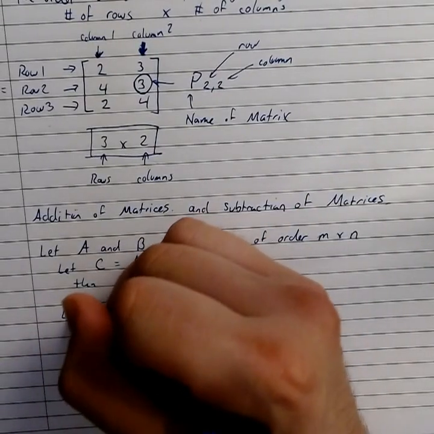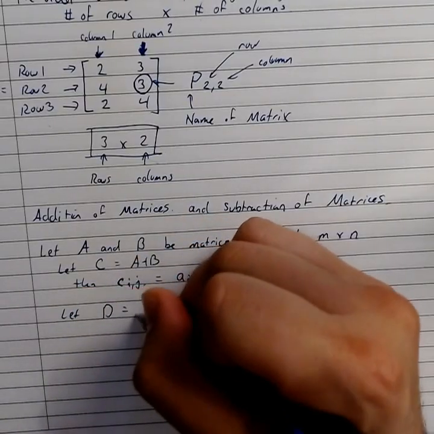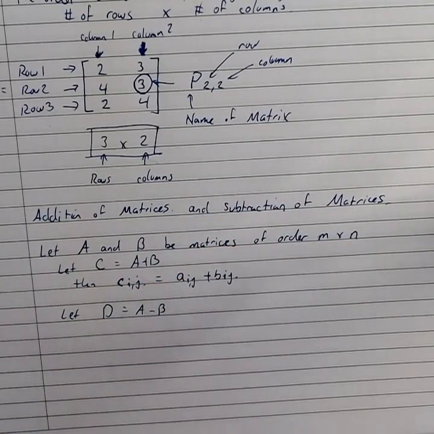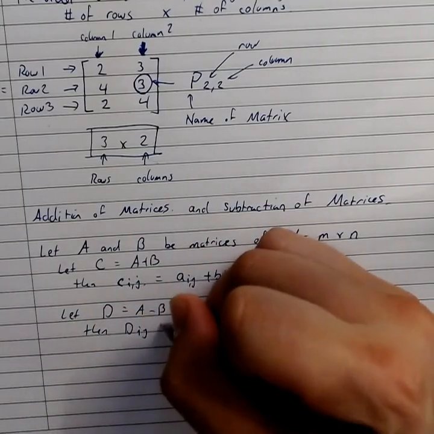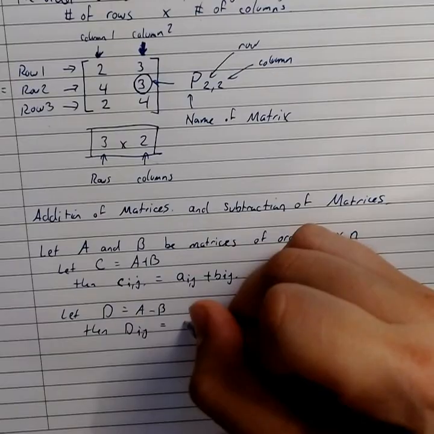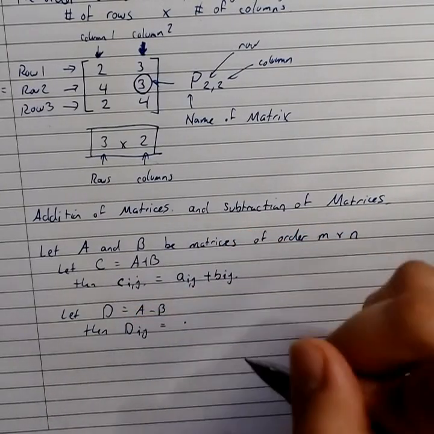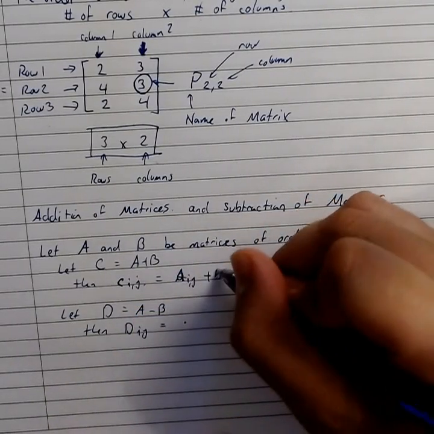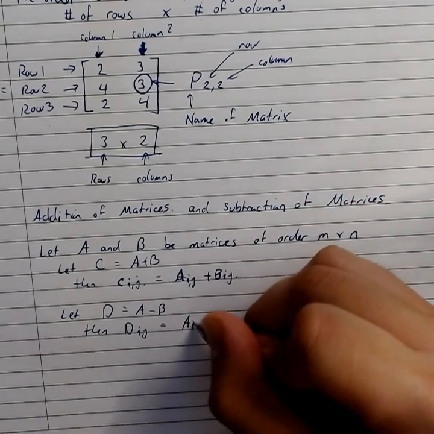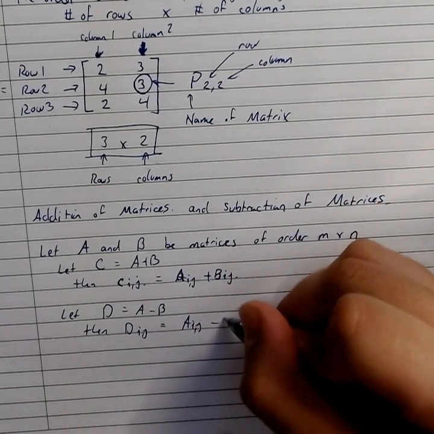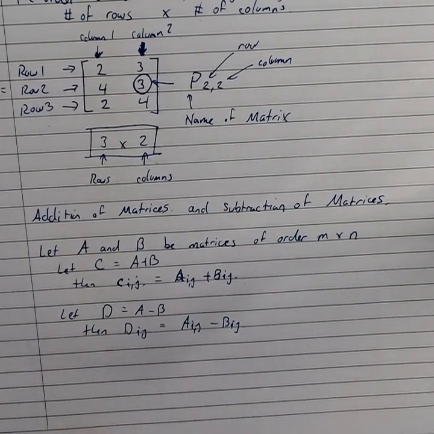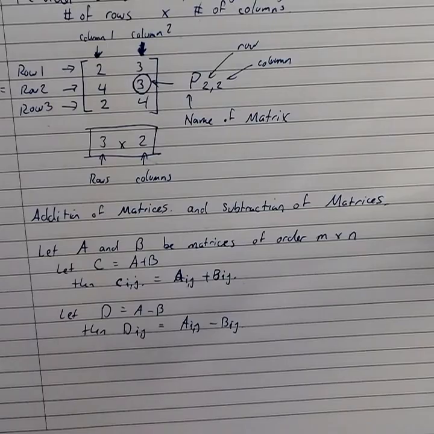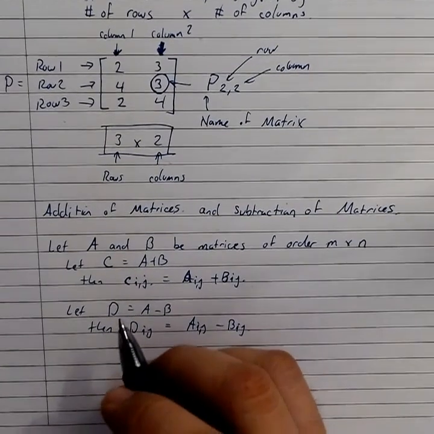Likewise, if we let D be equal to A minus B, then the element Dij will equal the element Aij minus the element Bij. Just like that. Okay. So now that is the definition, but let's talk a little bit more about what that means. And the best way to do that is to take a look at an example.